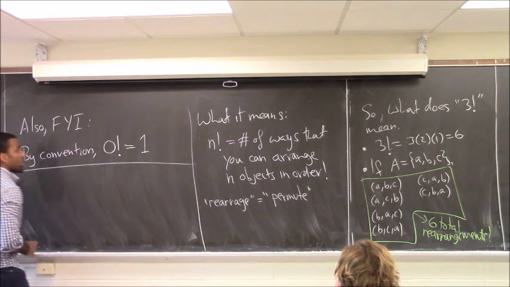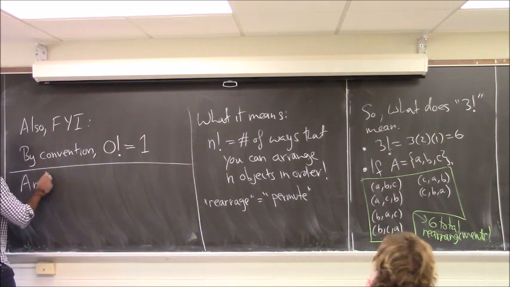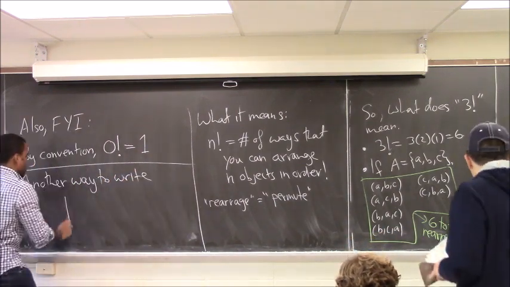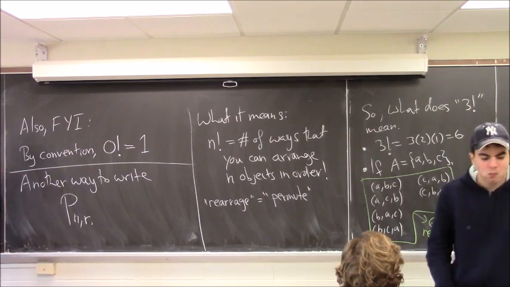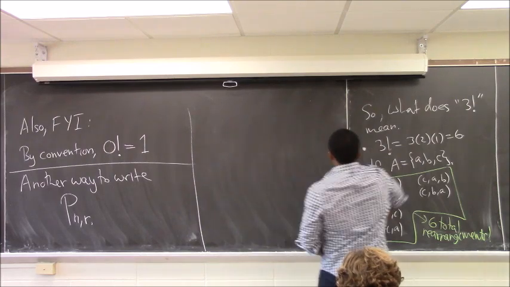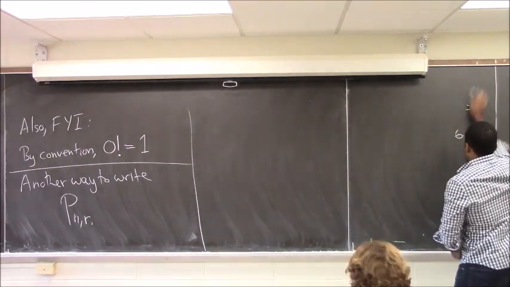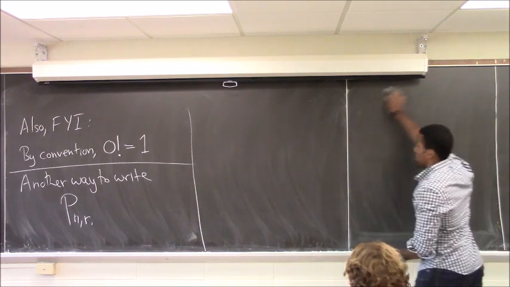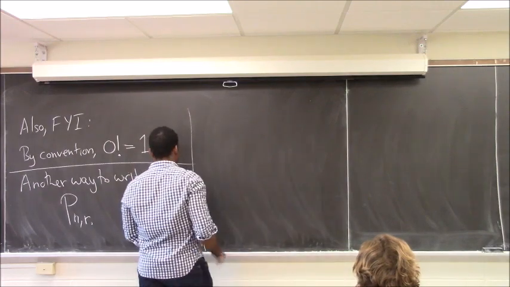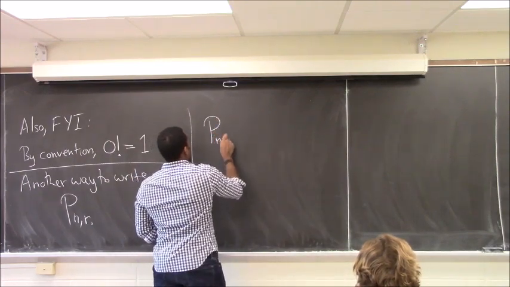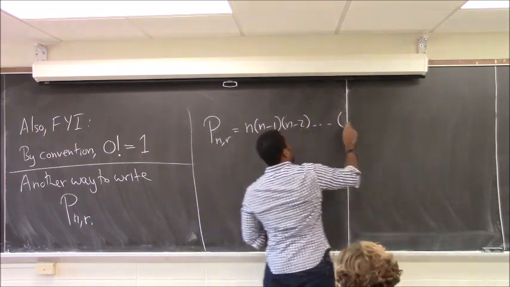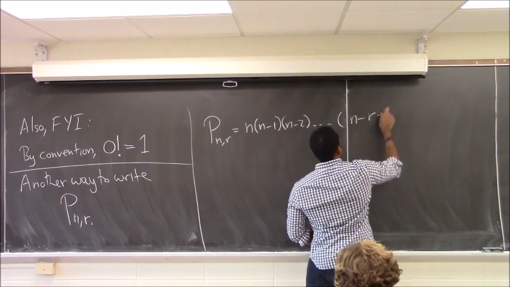Here's another way to write PnR, and this is probably the formula that you would see in a textbook. This is also going to show you another reason why it makes sense to make 0 factorial 1. If I have PnR, we know that this is n times n minus 1 times n minus 2, all the way down to n minus r plus 1.